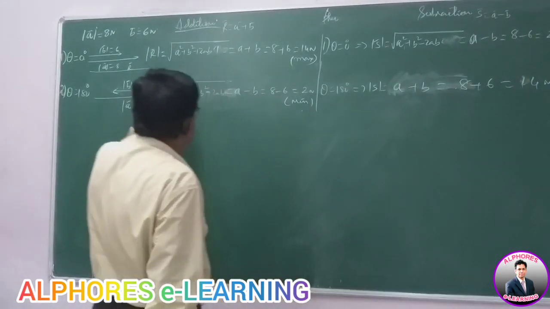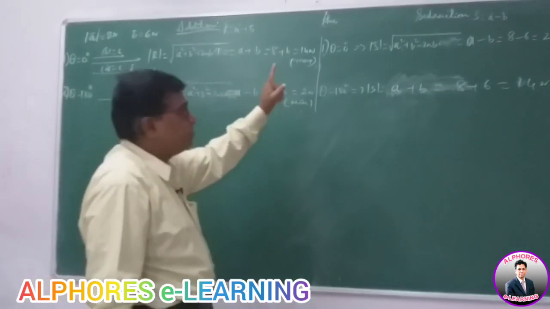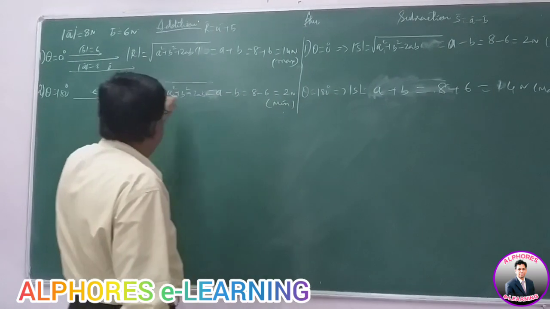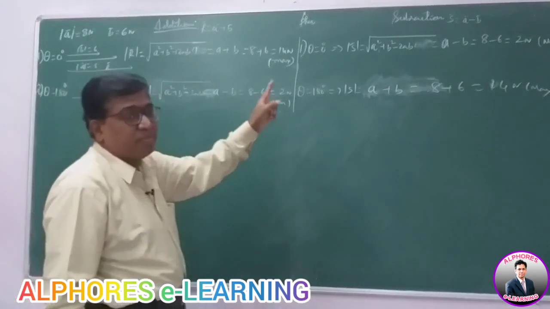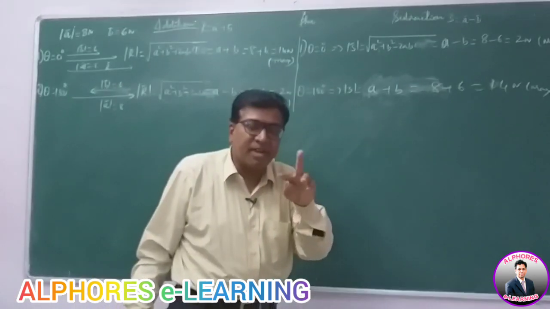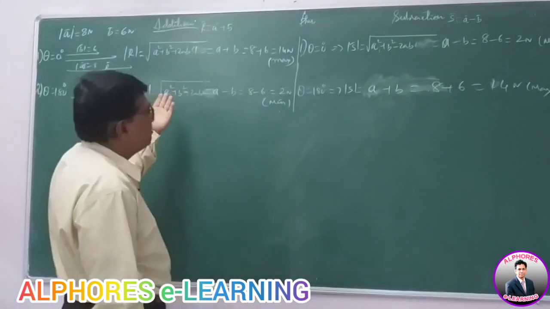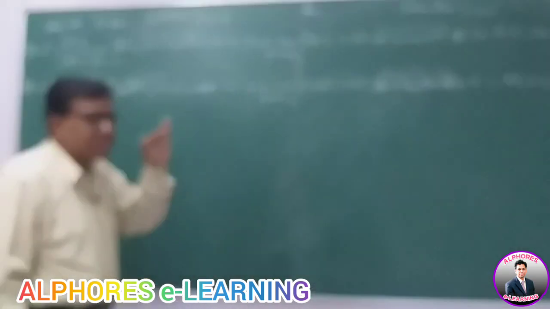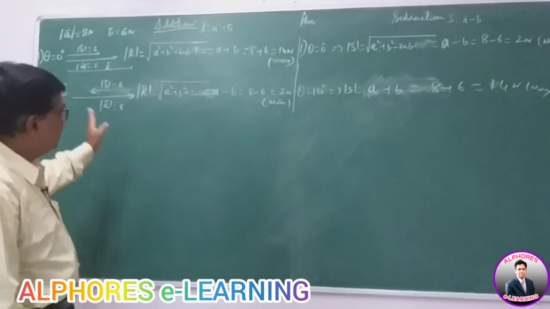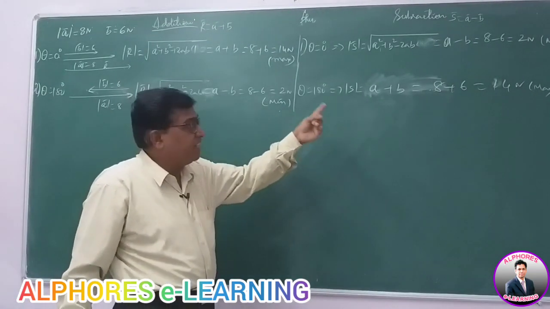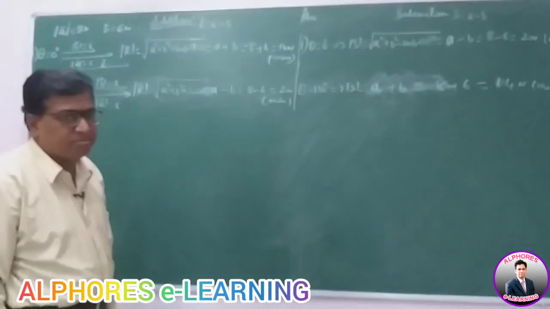So when theta is 0, addition is maximum, subtraction is minimum. When theta is 180, addition is minimum, subtraction is maximum. So addition and subtraction vary inversely. When this is maximum, that is minimum. When that is maximum, this is minimum. Right? So when theta is 180, the subtraction is maximum there.